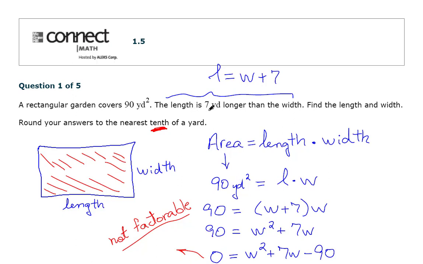I know the length is 7 yards longer than the width. Well, I don't know what the width is, so I'm going to leave that as W. But I do know that the length is 7 yards more than that. So they want us to figure out, well, what are the length and the width for this rectangular garden? And if we encounter decimals, we want to round it to the nearest tenth of a yard. Alright, well, let's see how this goes.